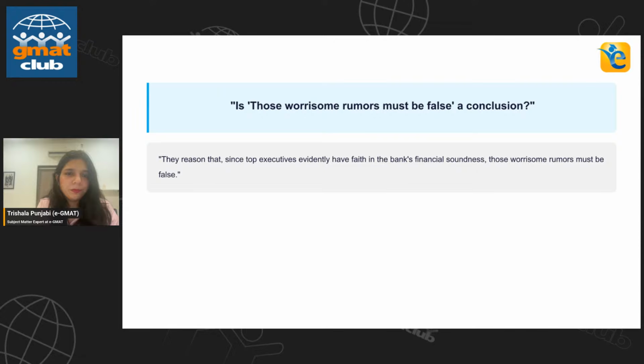Okay. Tell me this. Is "those worrisome rumors must be false" a conclusion? And I want to hear from a lot of you on this because this is a very, very, very important part of boldface. You don't think it's a conclusion? Okay, Mayank. No to the argument. Couple of people are saying no.